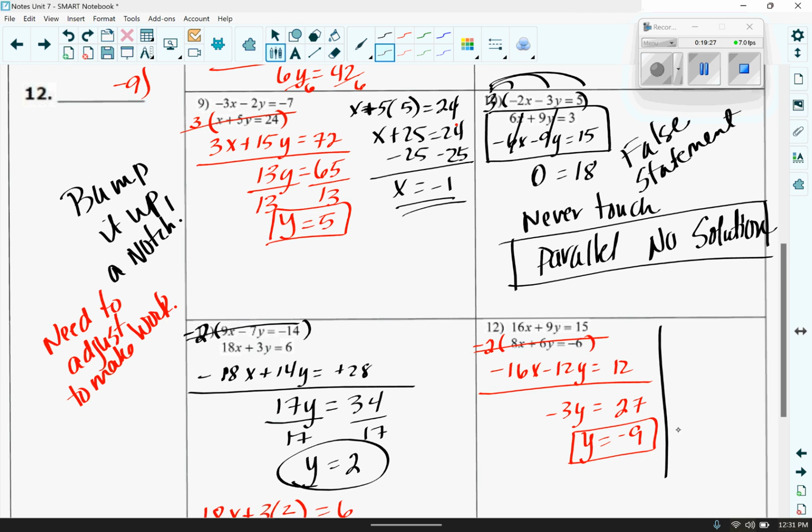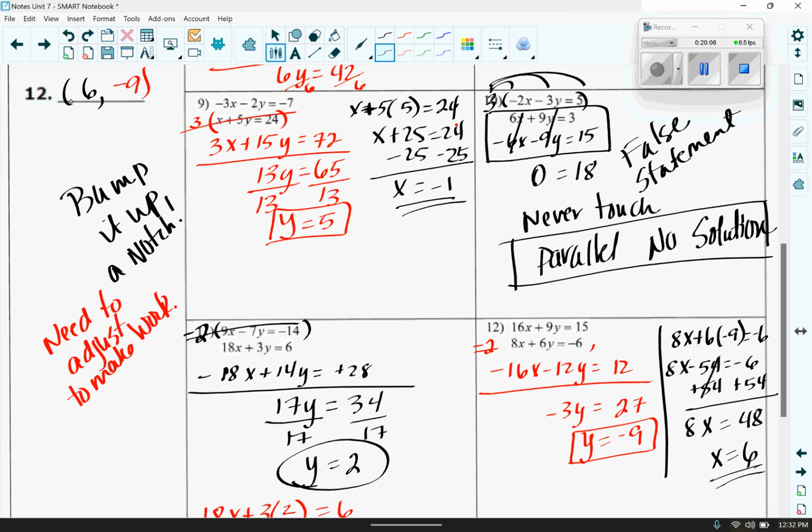Then I'm going to plug that right back in. I'm going to use that bottom one because I really do like the low numbers. We're going to say 8x plus 6 times negative 9 equals negative 6. So 8x minus 54 equals negative 6. I'm going to add 54. And I get 8x is equal to, well, negative 6 and 54 gives me 48. So x is equal to 6. So (6, negative 9).